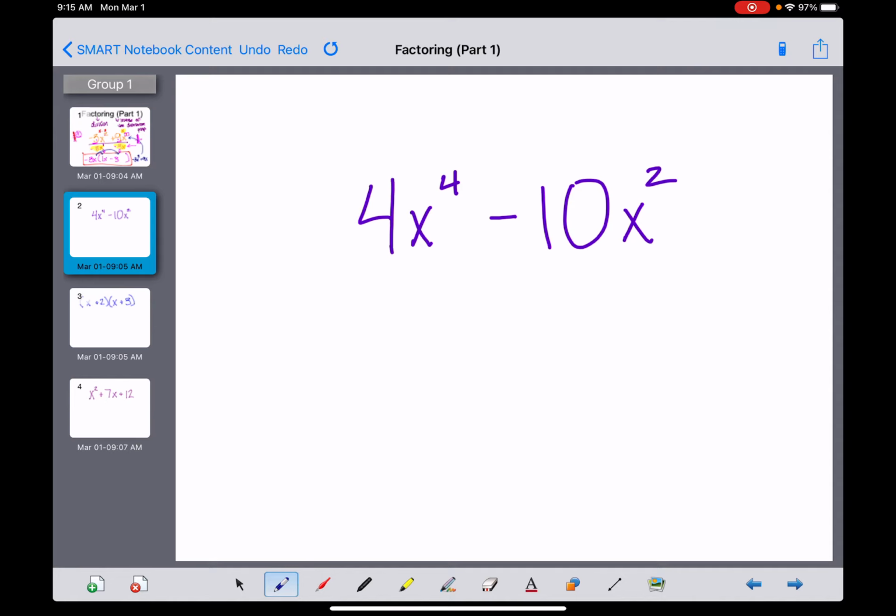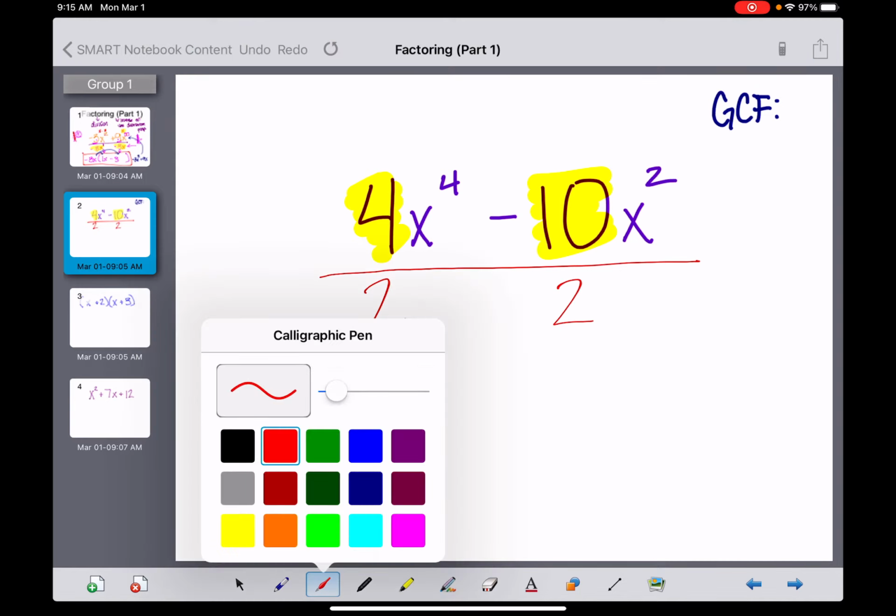So for this example, we've got to first start by finding our lifeguard, finding the greatest common factor. So looking at our coefficients alone, we have 4 and -10 or 10. Our front value is positive, so we don't have to divide out by a negative. So what's the biggest number that goes into both 4 and 10? And that is 2.